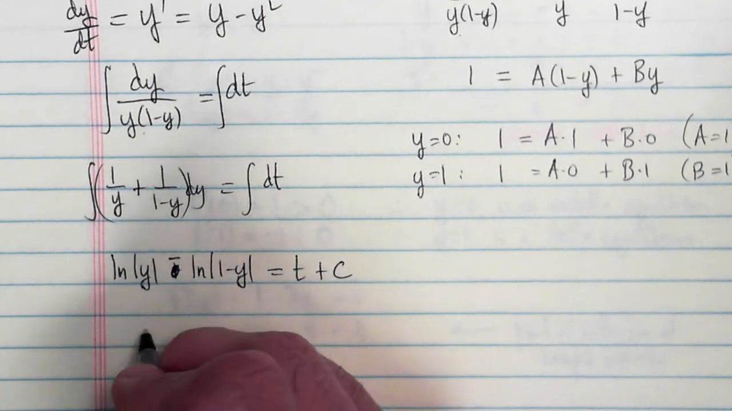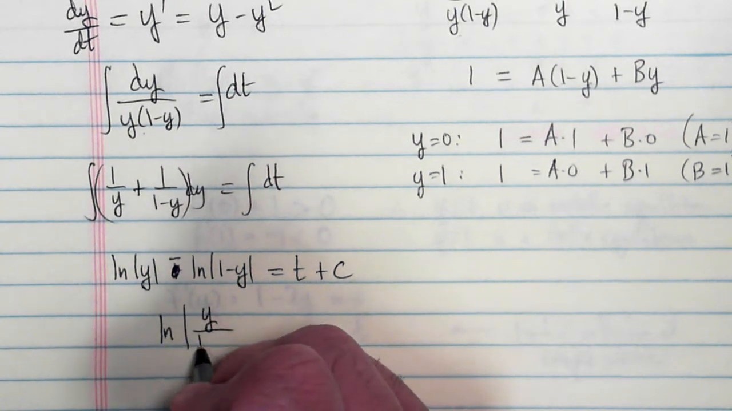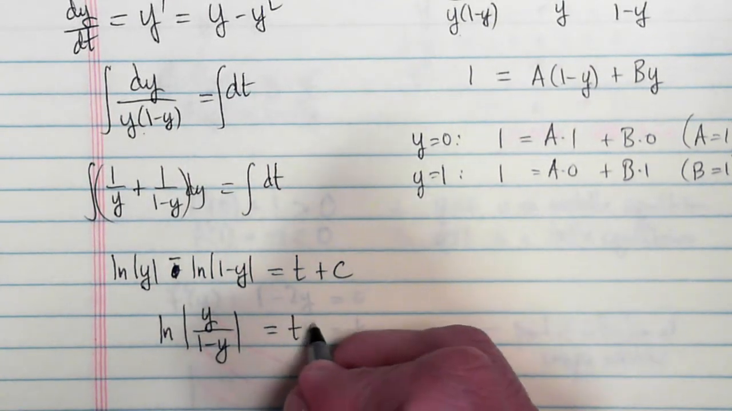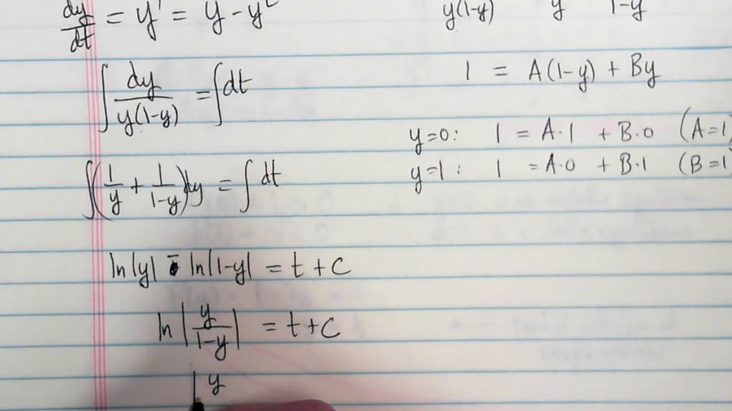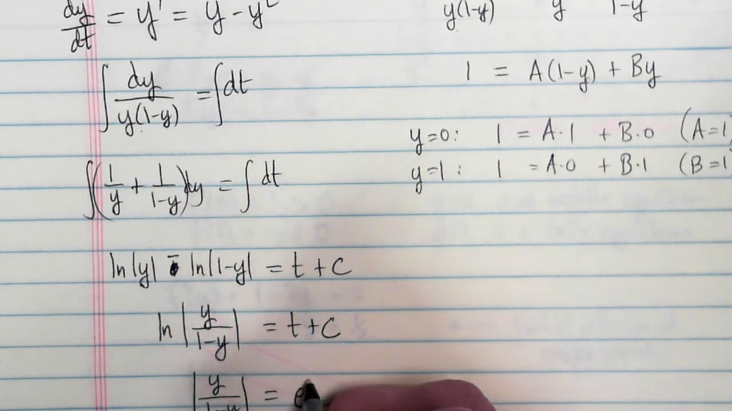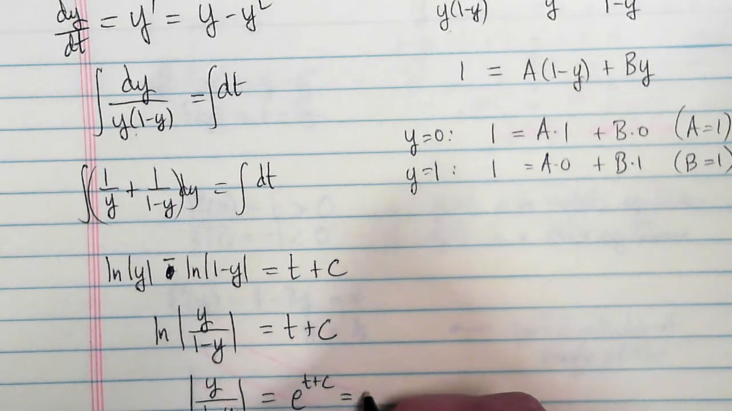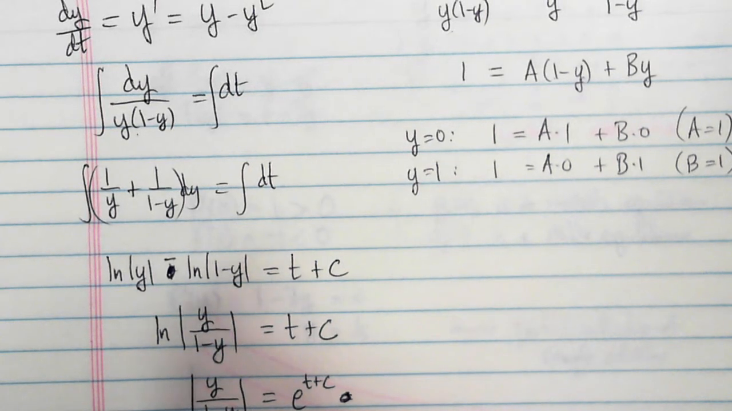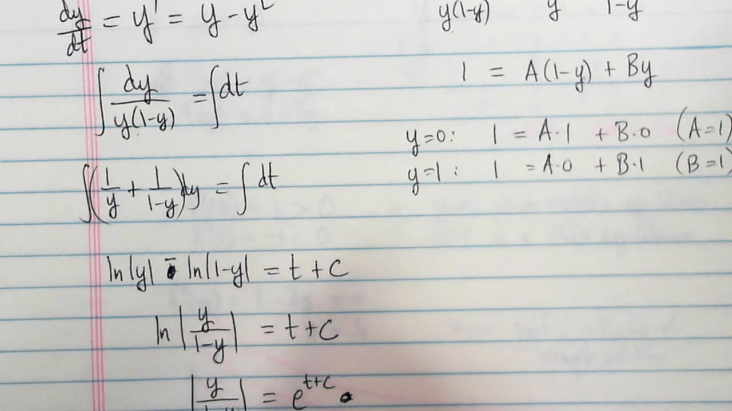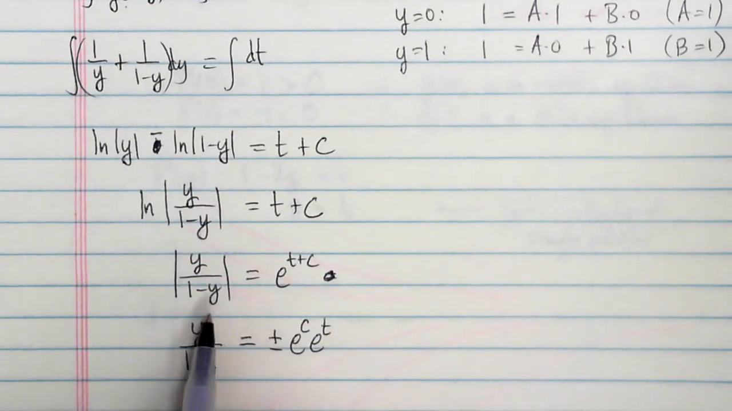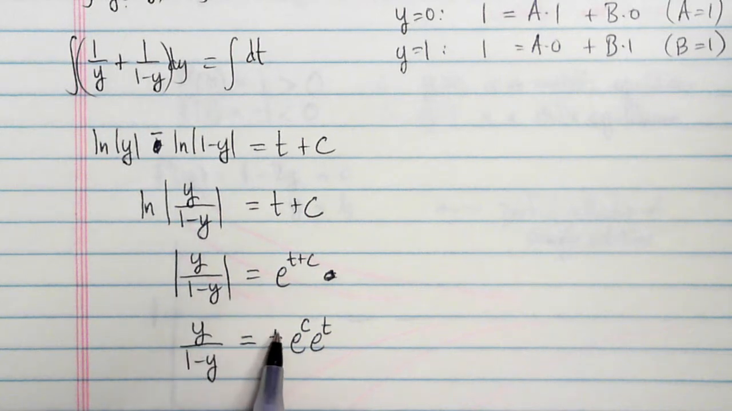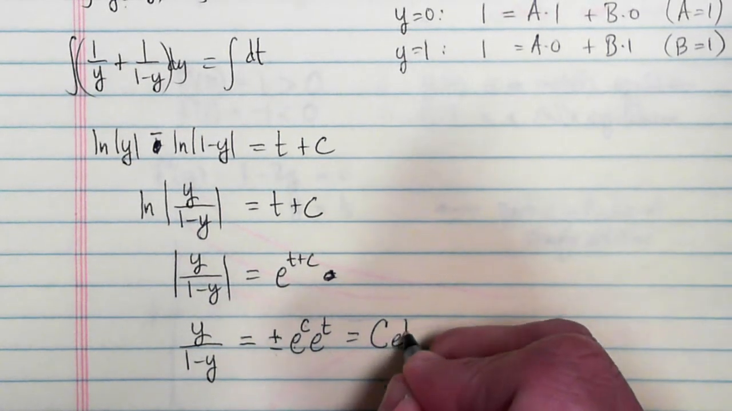Okay, so let's combine these two natural logs. Natural log of y over 1 minus y is equal to t plus c. So that absolute value of y over 1 minus y will be equal to e to the t plus c. So that gets y over 1 minus y is equal to plus or minus e to the constant times e to the t, using the laws of exponents. If I get rid of the absolute values, I put a plus or minus over here. Plus or minus e to an arbitrary constant is an arbitrary constant, so c times e to the t.